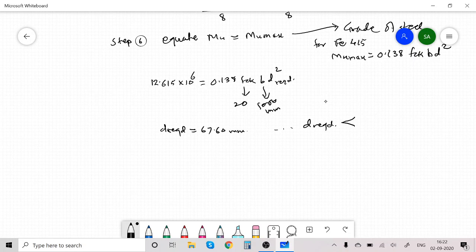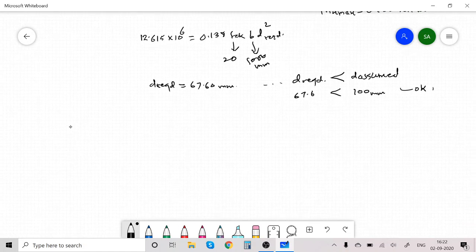This D required is less than D assumed. D required is 67.6 mm, which is less than D assumed is 100 mm. So it is safe. Okay. Now we can proceed to find steel, area of steel.